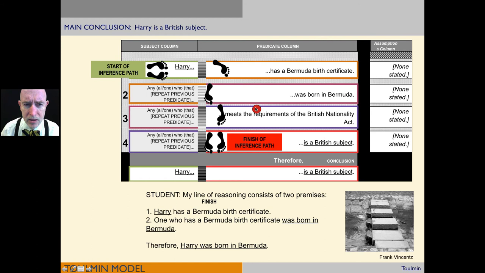So you can see we can go from Harry to stepping on to has a Bermuda birth certificate. From there we can step on to was born in Bermuda. Stepping on to meets the requirements of the British Nationality Act. Stepping on to is a British subject. So by lining up the complex predicates with the start and finish of the conclusion in between, you are assured of having a clear logical argument. Thank you.